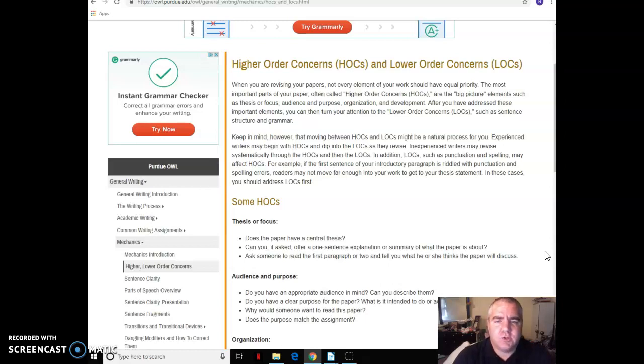Higher order concerns represent things like your thesis and your audience or purpose, your organization, and lower order concerns are things like your grammar, punctuation, sentence structure, and so forth. Now, the terms higher order and lower order can be a little bit misleading. It can sound as if the grammar and punctuation are not that important since we call them a lower order concern. That's not the case at all.